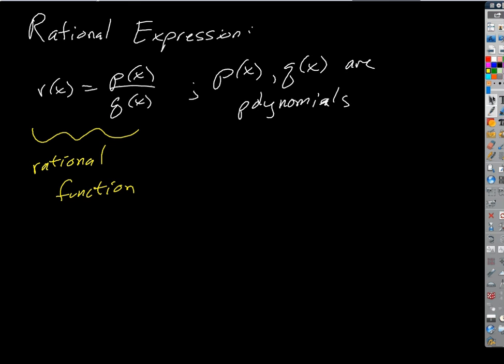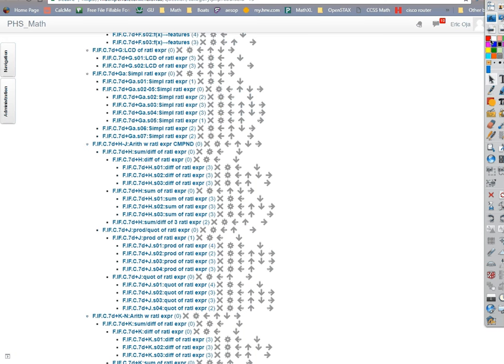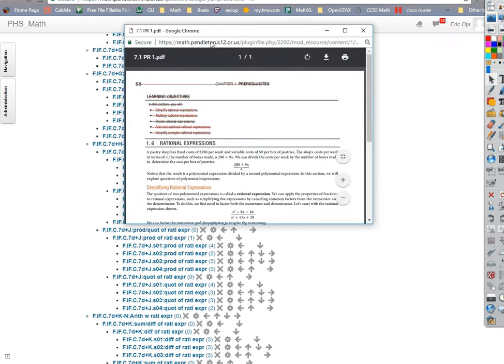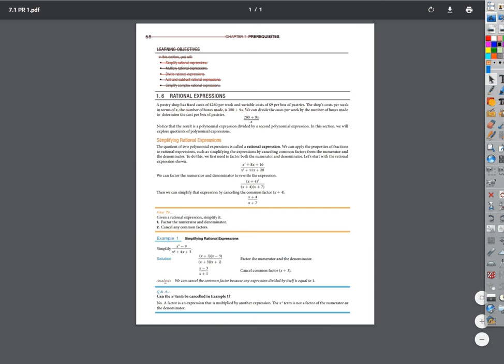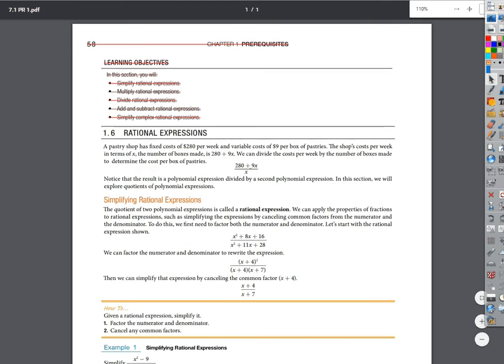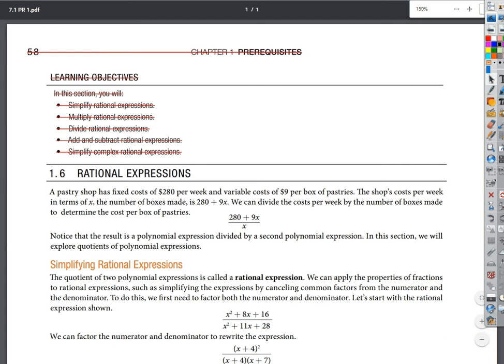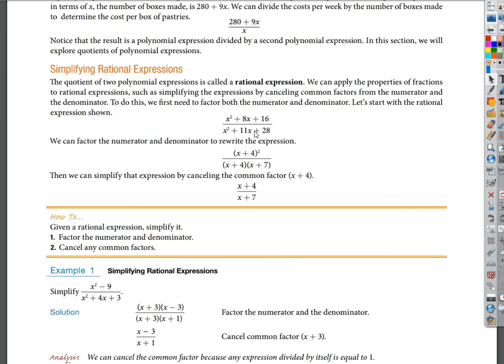So if we want to look at an example, I'm just going to pull up the textbook for section 7.1. So this is the PDF that you will go to and read all about this stuff. This is what it looks like. We can skip the introductory stuff. Simplifying rational expressions. That's what this section is about. When we have a polynomial on top and a polynomial on bottom, we want to try to write it in the simplest form.